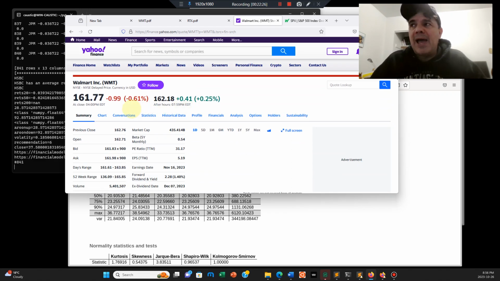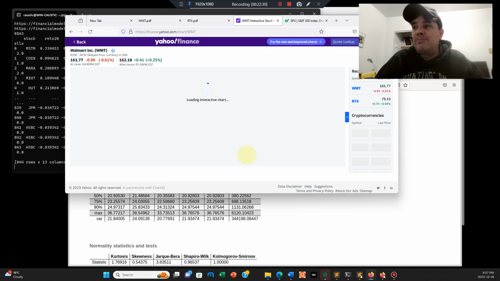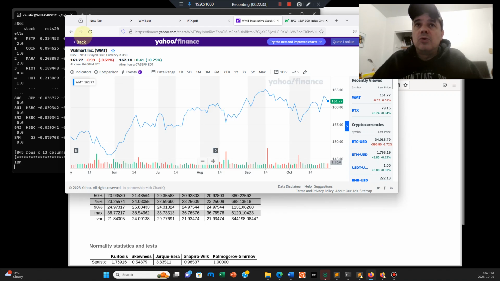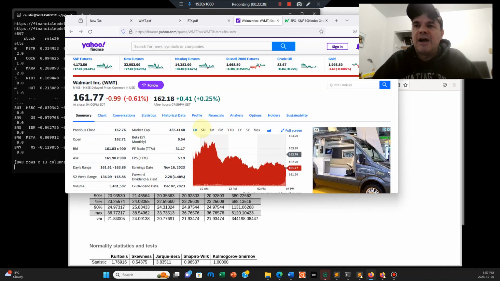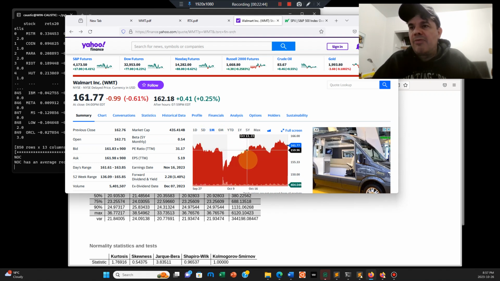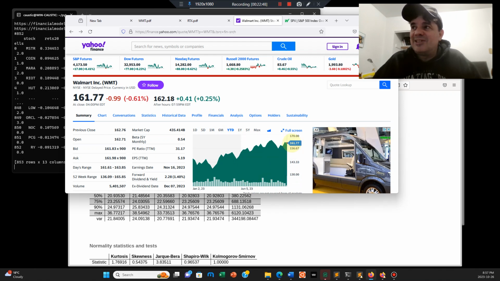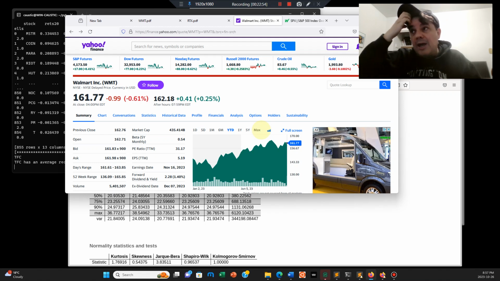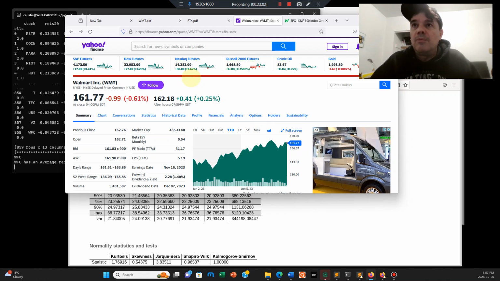not so bad. I wouldn't be proud of that down move, but what can you do? 5 day move, it's still pretty positive comparatively to the stock market overall. 1 month, eh. Year to date, it's been pretty strong, 130 to 161. If you were to compare that to Nvidia and the Magnificent Seven, they've taken some pretty big hits, but Walmart's still doing pretty good year to date. So that's it.